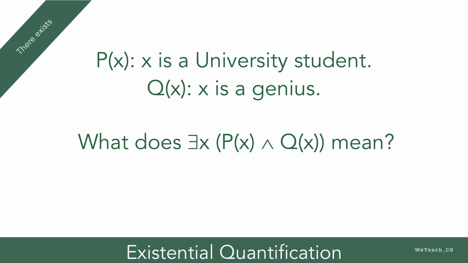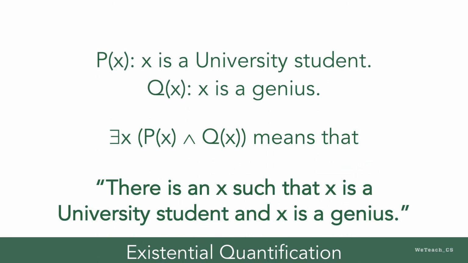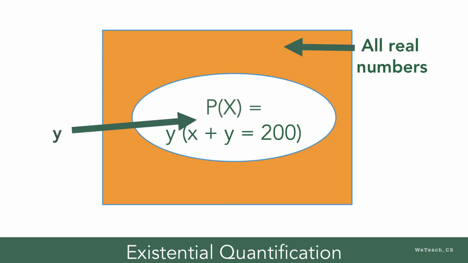If we say that P of X means that X is a university student, and Q means that X is a genius, then what does this statement mean? It means there is an X such that X is a university student and X is a genius, or at least one of the university students is a genius.